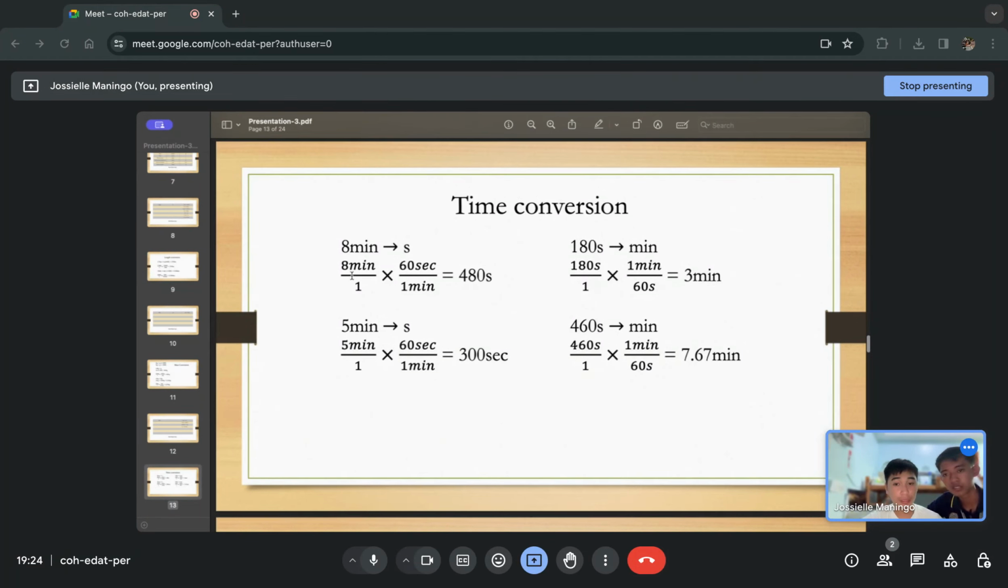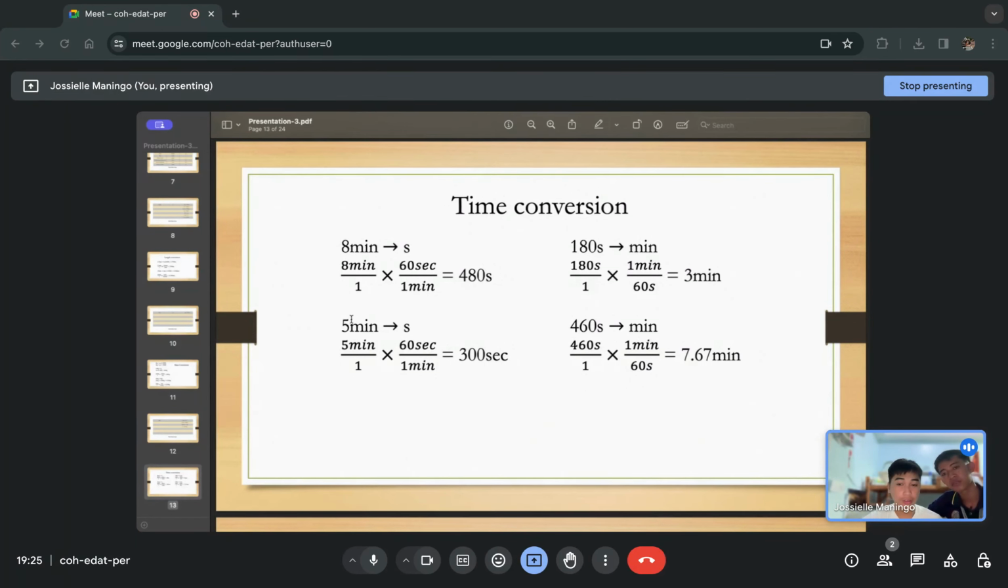Convert 8 minutes to seconds. Same as the other example, 8 minutes over 1 times 60 seconds. The 1 minute is 60 seconds. Minute to minute, we cancel out the minute, and the 60 seconds per 1 minute remains. Again, we cancel out and multiply 8 times 60, which is 480 seconds.